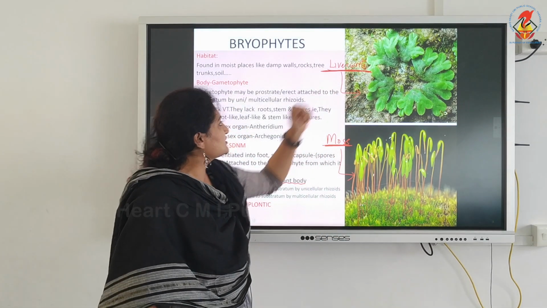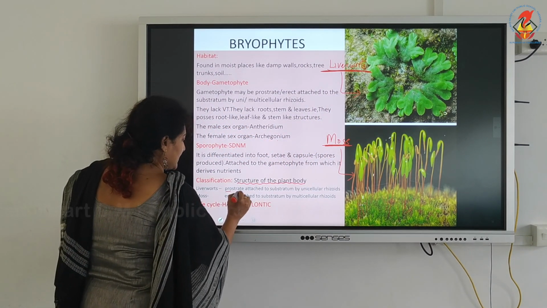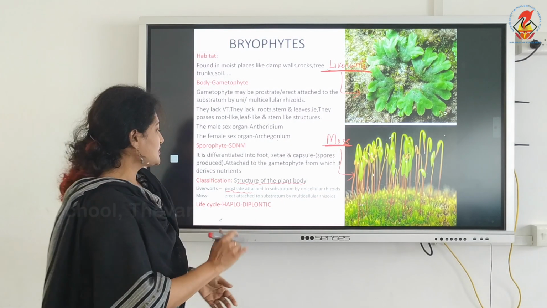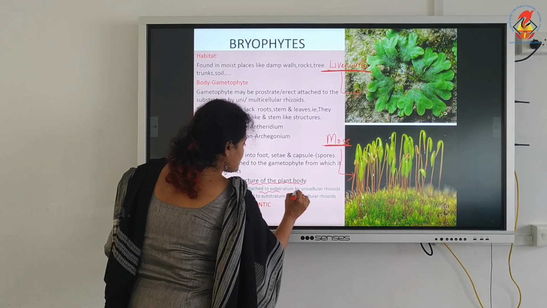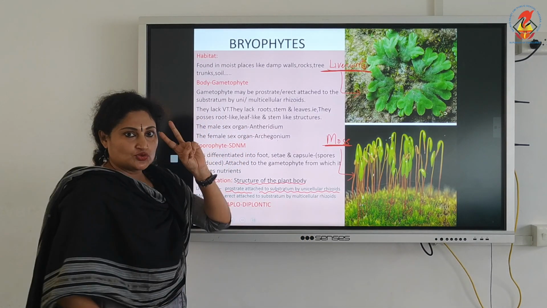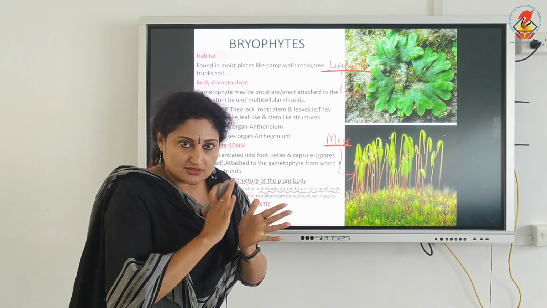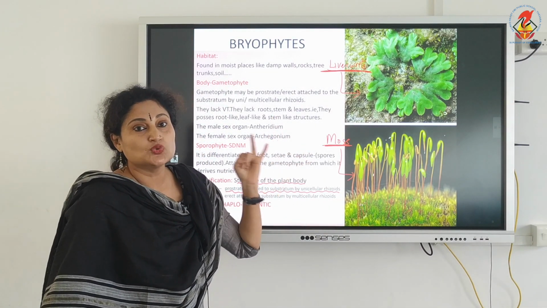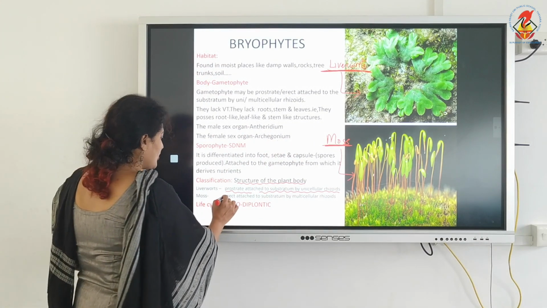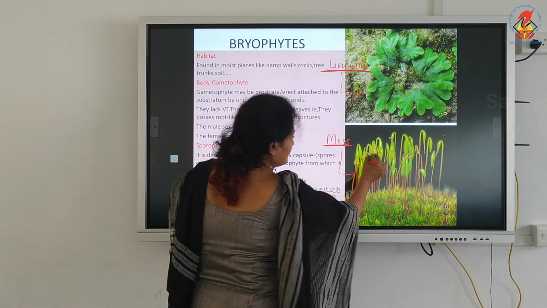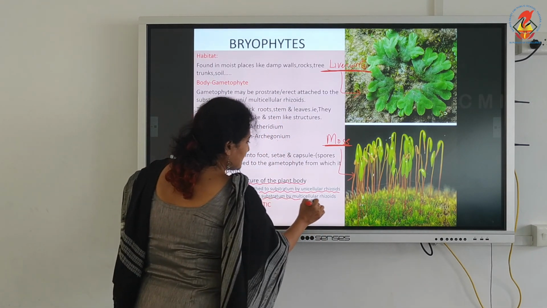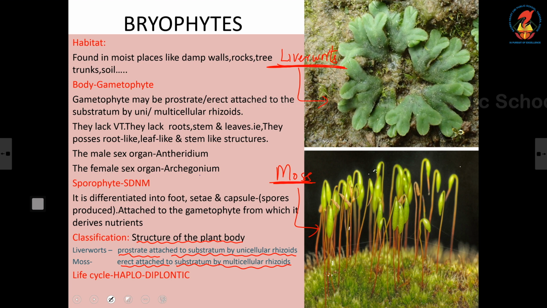So, describe the body structure of liverworts. Prostrate. I told you the meaning of prostrate: dorsiventrally flattened and appressed to the substratum, and they are attached to the substratum by unicellular rhizoids. So you get two points. They are prostrate, that is flat, thallus-like. And the second point is they attach to the substratum by unicellular rhizoids. Now mosses: they are erect, leafy, attached to the substratum by multicellular rhizoids. So you get two differences between liverworts and mosses.